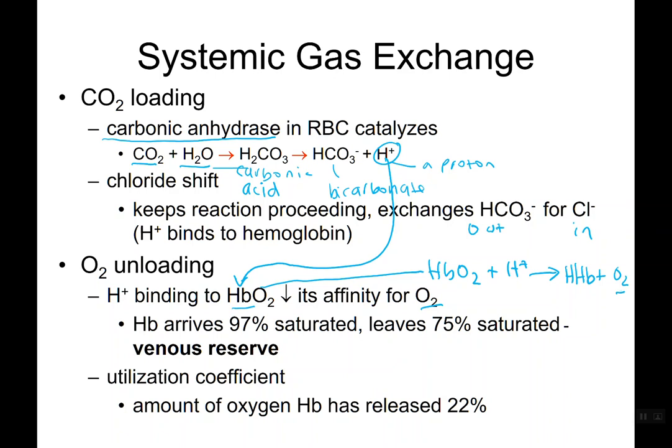So hemoglobin arrives 97% saturated and leaves only 75% saturated. So this is a utilization coefficient of 22%, which just refers to how much oxygen that you loaded at the alveolus is actually being sent to the tissues and how much remains in the venous reserve. And of course, as we discussed previously, that's going to change depending on how metabolically active your tissues are, because at rest, you're not using as much oxygen, but when you exert yourself, that number will change.